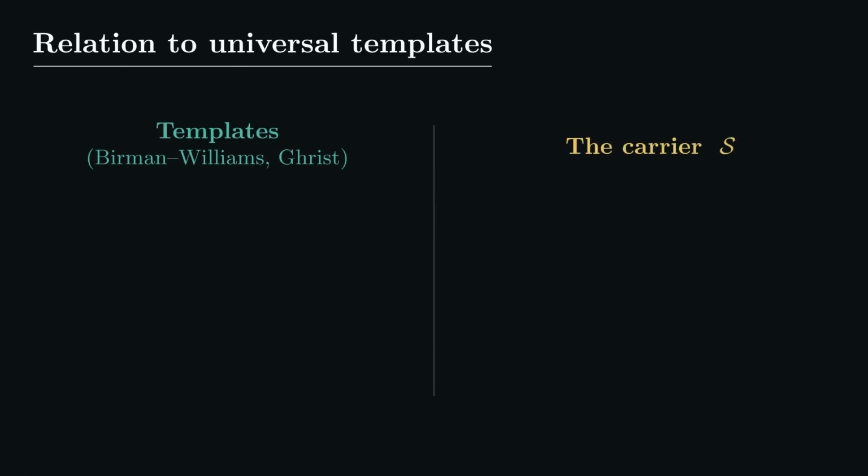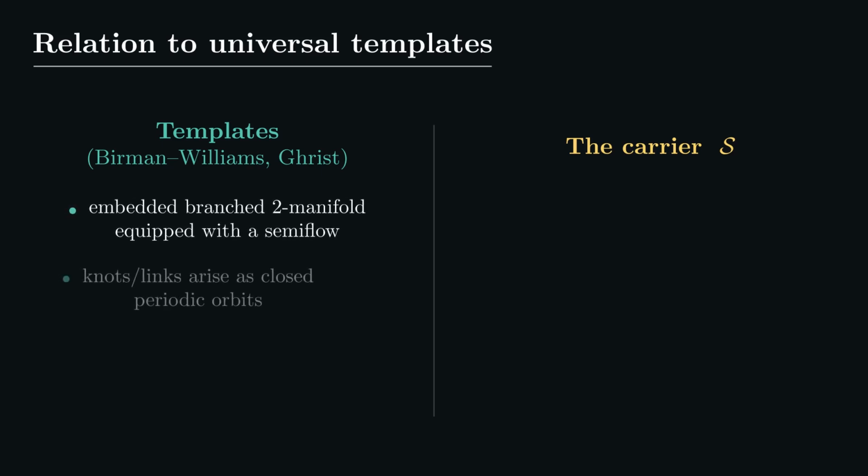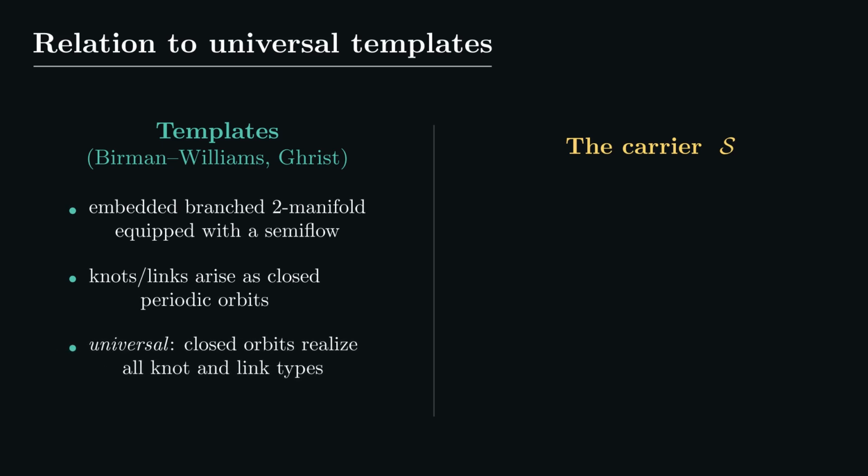This is reminiscent of the Birman, Williams, and Ghrist theory of templates, where an embedded branched 2-manifold equipped with a semi-flow carries closed periodic orbits. A universal template is one whose closed orbits contain representatives of all knot and link types.